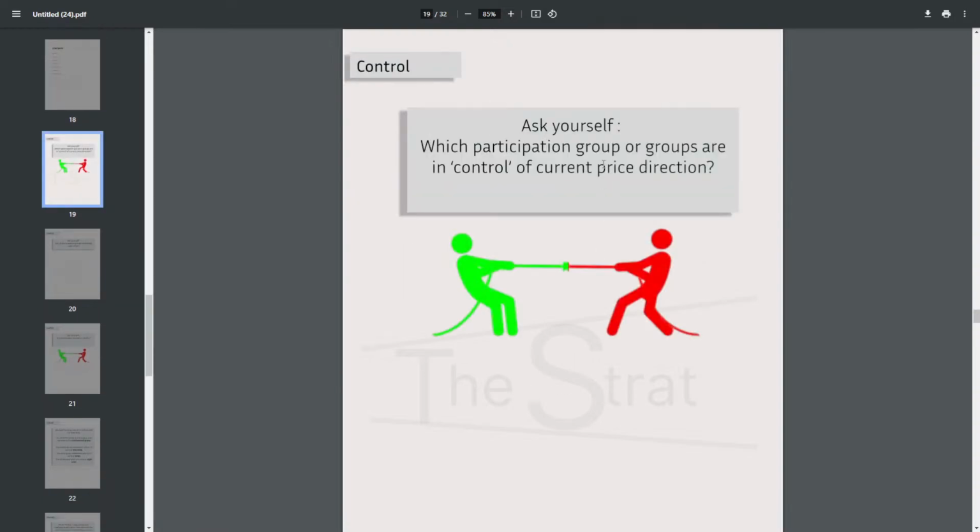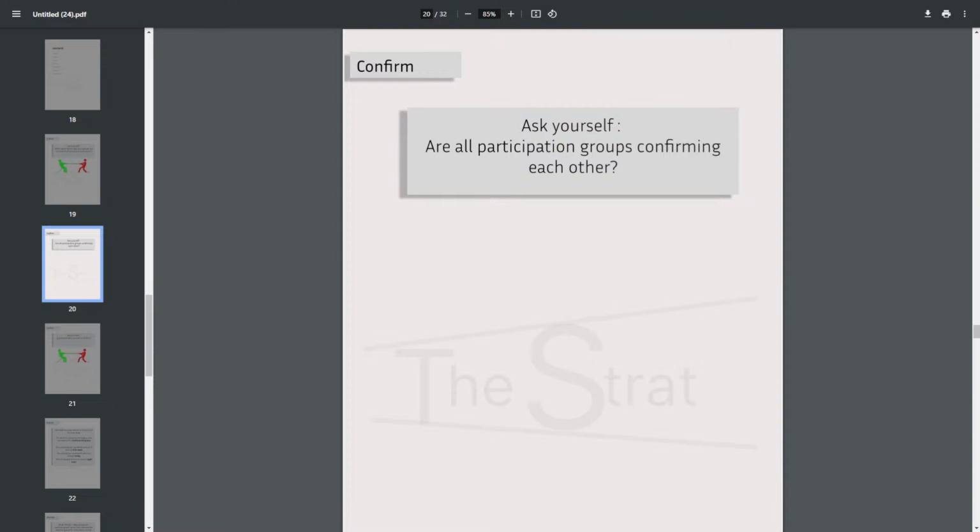The first one's control. You want to know who is in control, which participation groups are in control of the current price direction. So if all time frames, the month, the week, the day, and the 60 are in agreement, up or down, that would be a strong period of control, and they're all confirming each other. So all the time frames would be in control and going to the upside or the downside with full time frame continuity. Then confirm. You're going to want to ask, are they confirming each other?